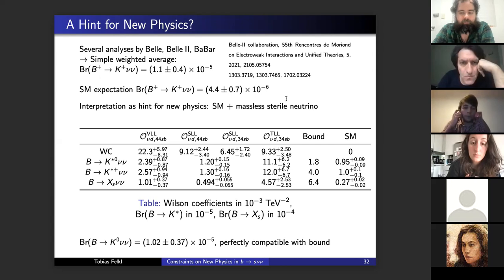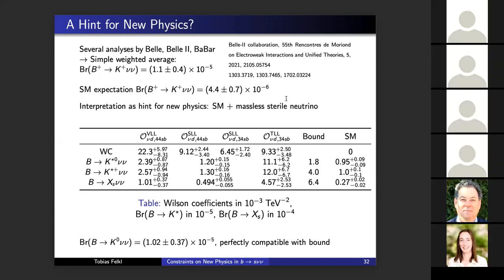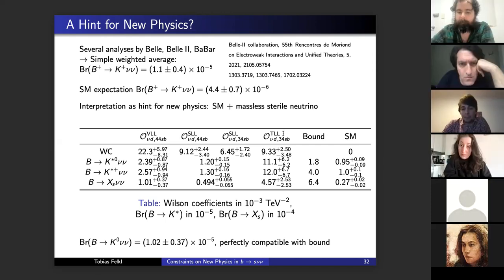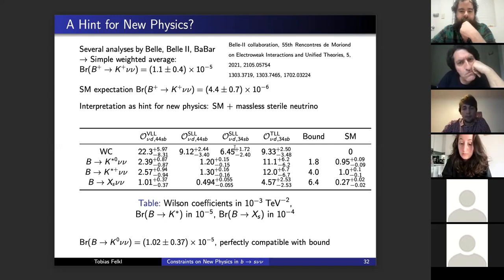And so what we did is we interpreted that as a hint for new physics, and proposed a scenario of the standard model extended by a massless sterile neutrino. Then we compared which of the different new physics operators could explain it most compellingly. Meaning that we first computed the value of the Wilson coefficient that one would need in order to explain this number here. And then with these Wilson coefficients, we also calculated the predictions for the other decay channels: B to K star, both the neutral and the charged mode, and the inclusive mode.